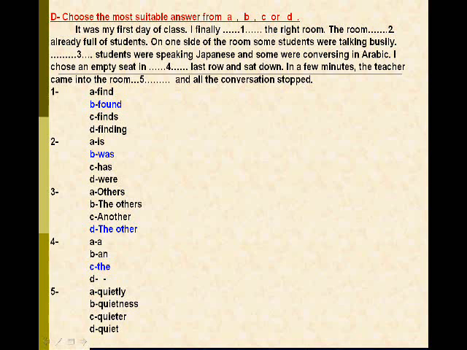Okay. In a few minutes, the teacher came into the room and all the conversation stopped. So space 5, I have A, quietly, B, quietness, C, quieter, and D, quiet. So the teacher came into the room. How did the teacher come into the room? Very good. Of course, when I asked you how, I wanted you to choose the adverb, quietly. And all the conversation stopped.